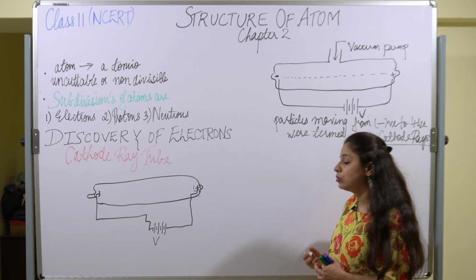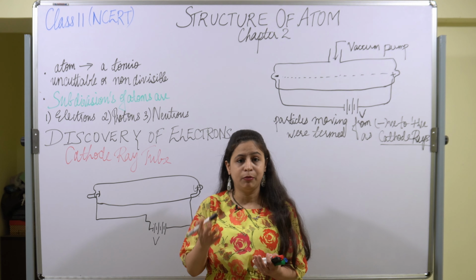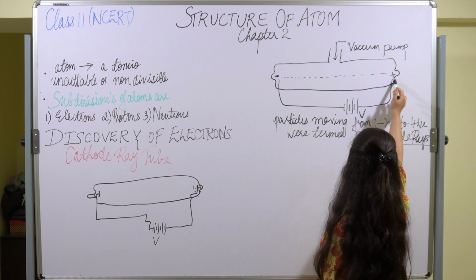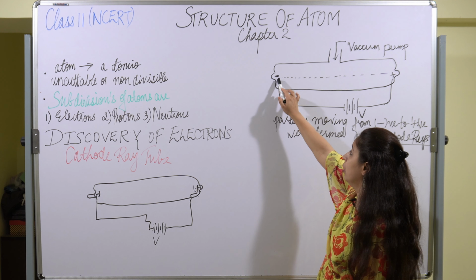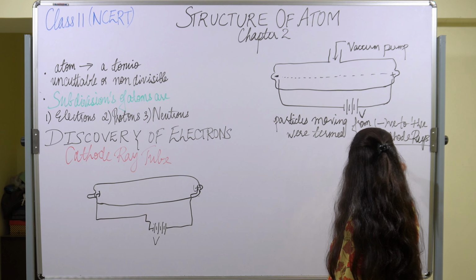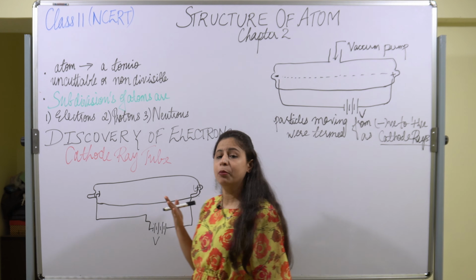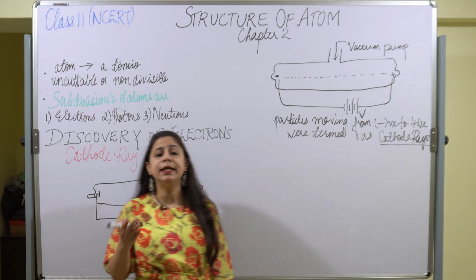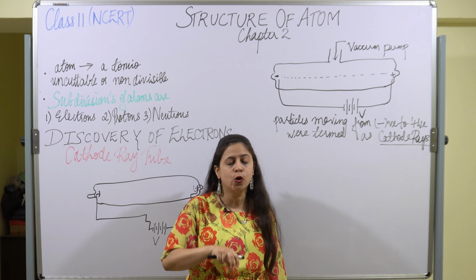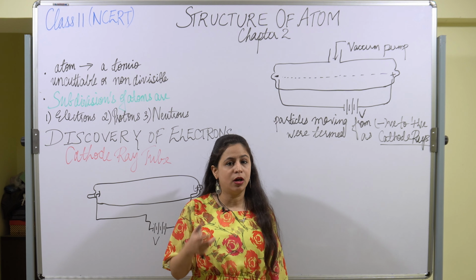So just now, the conclusion was not to be made that these rays travel from cathode to anode because the particles originated from the cathode. The name was just given that these were the cathode rays. But it was not proved yet that these particles which are moving are electrons.